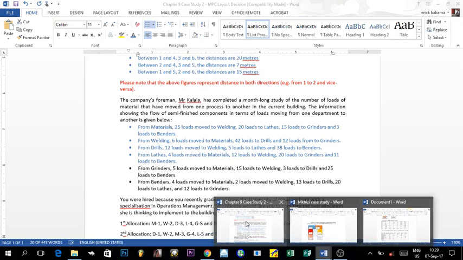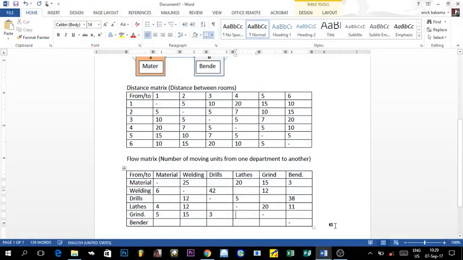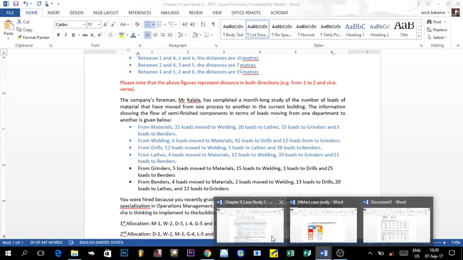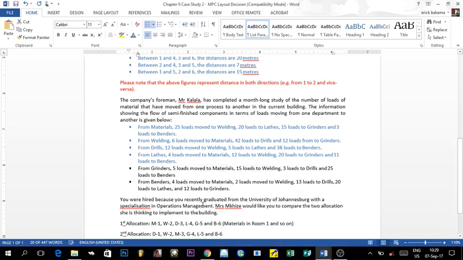We have 3 that move to drill and 25 that are going to the bender. And then from the bender, that is what we're working on here. From the bender, we are also done with this part here, so we can highlight it. We are working now on the last dot here.